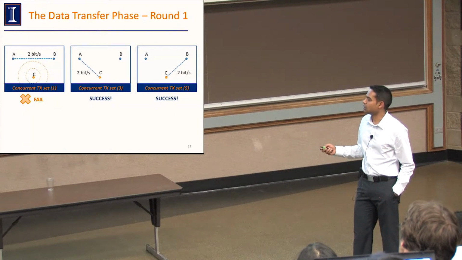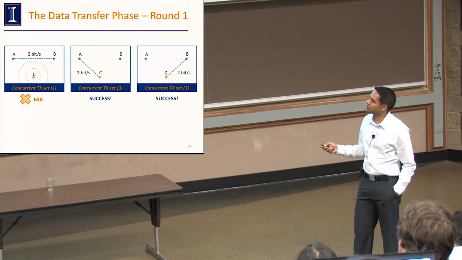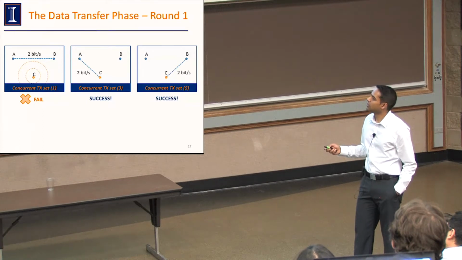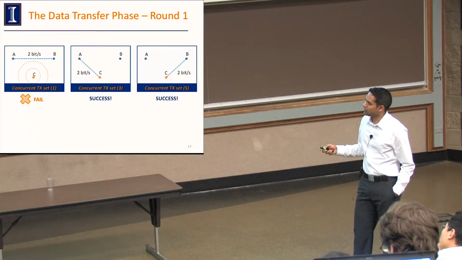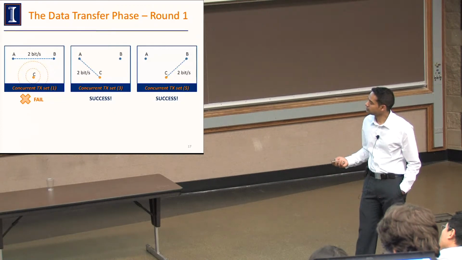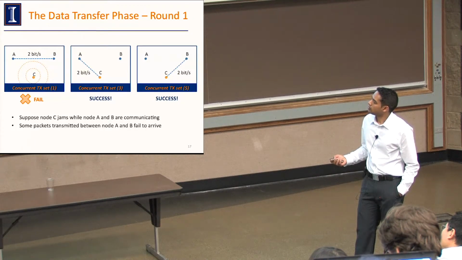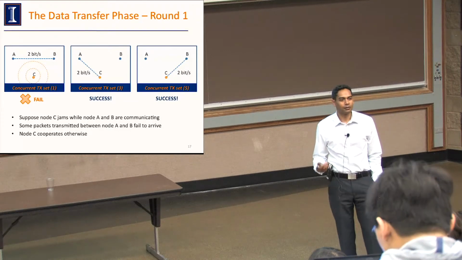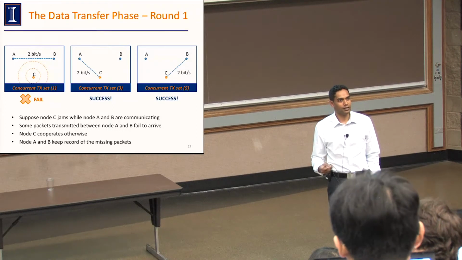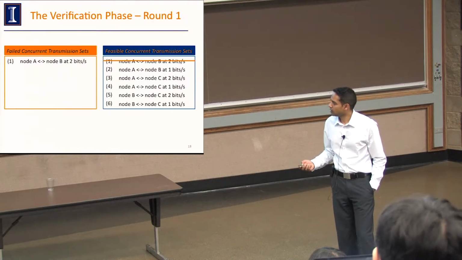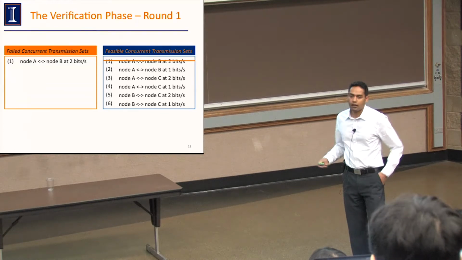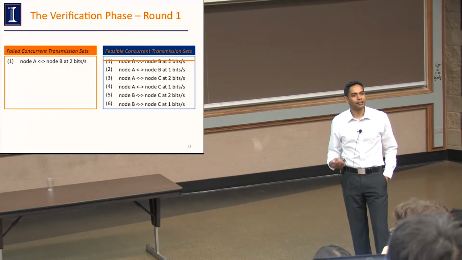But in the other two concurrent transmission sets, node C cooperates. So nodes A and C are able to successfully communicate. Nodes B and C are able to successfully communicate at 2 bits per second. It's only in this concurrent transmission set that node C decides to jam. So what nodes A and B do is when a scheduled packet doesn't arrive, they just take note of it. And in the verification phase, they share with each other the packets that have failed to arrive.